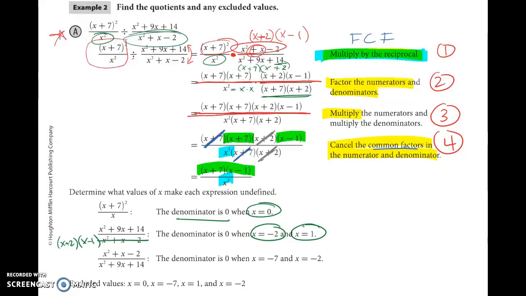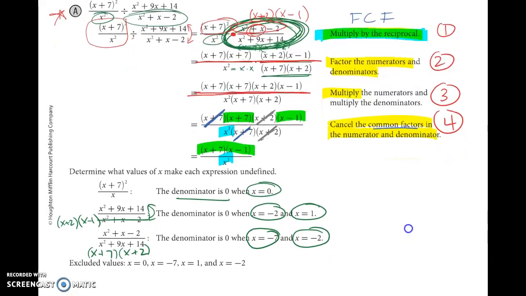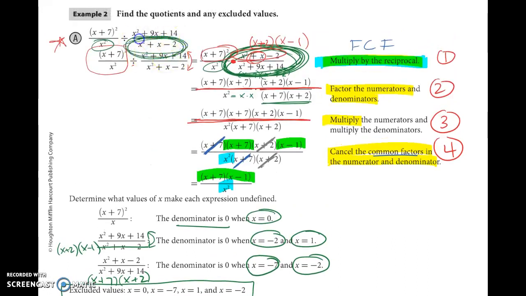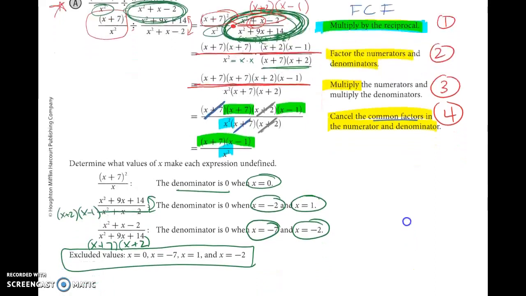Now the other values that we have to exclude are, remember we flipped this fraction when we did it right here. So we have to exclude that denominator as well. So those values for that denominator as well, when we factored that we got x plus 7, x plus 2, and when we set those equal to 0 we got x equals negative 7 and x equals negative 2. So our excluded values for division, remember, have to include the denominator from the original question, and after you flip it, those excluded values as well.